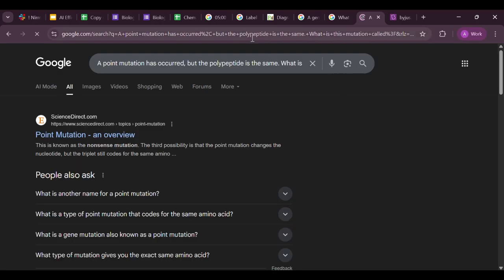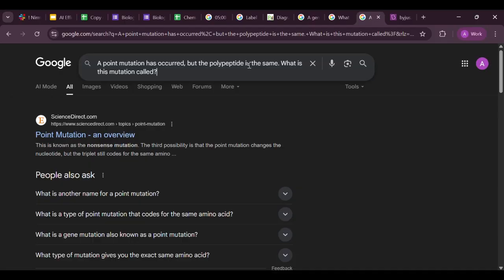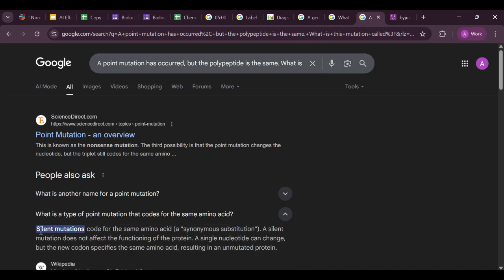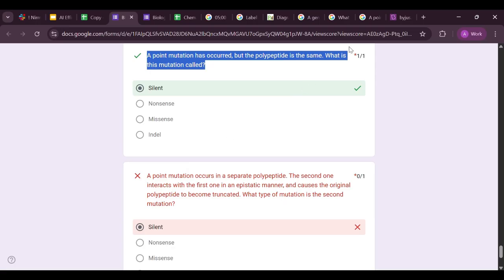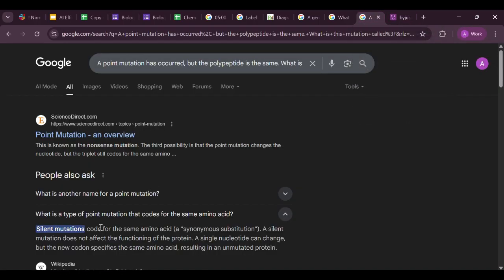Okay, a point mutation has occurred, but the polypeptide is the same. What is the mutation called? Polypeptide means the same amino acids. Let's see. Okay, it is giving silent mutation as the correct answer. I had guessed it correctly, but I didn't know anything about this. Google has helped me get the correct answer with a proper description: silent mutations code for the same amino acid, and it does not affect the functioning of the protein.